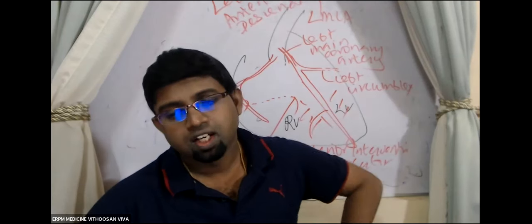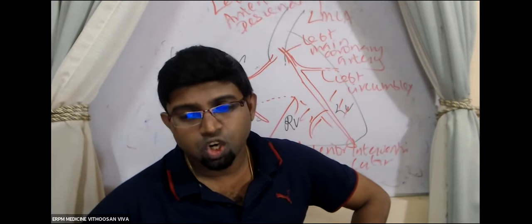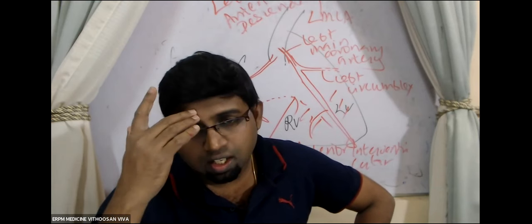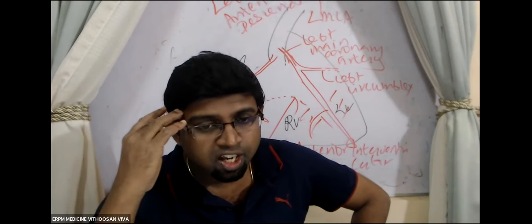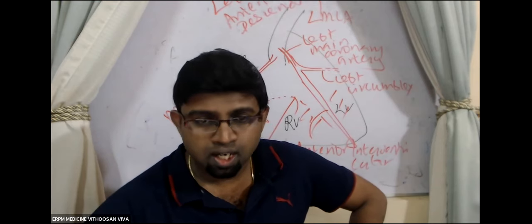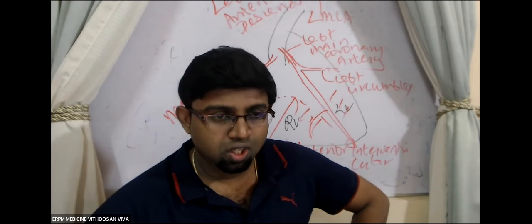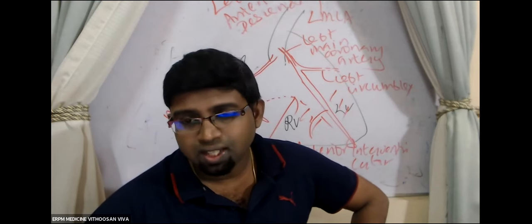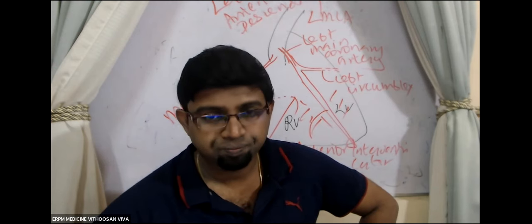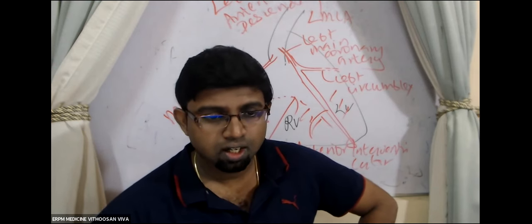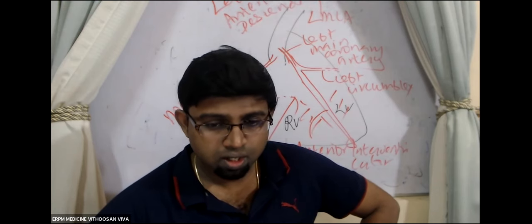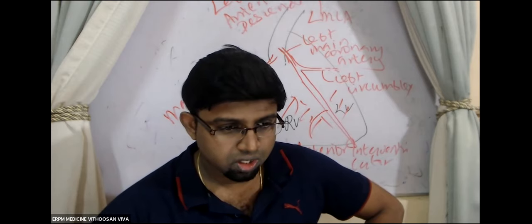Clear? So why is this important? When there is a problem in the right coronary artery, what else will be affected? Your conduction system will be affected. That's why we are studying that when there is a right coronary artery occlusion, you can develop heart block. Clear? Okay. Fine, look here.